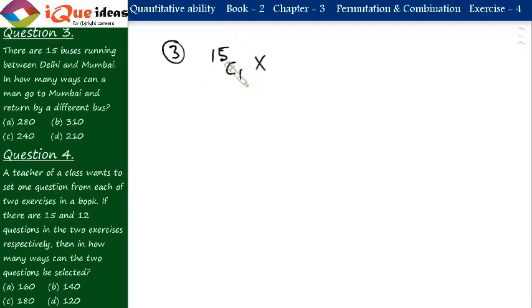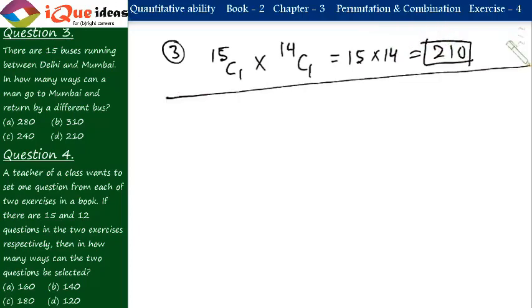Select any one of them. Then multiply by the number of ways of coming back. Now while coming back, the one that he has used already will not be counted. So there are only 14 available. Out of that 14, select 1. Now 15C1 is 15, 14C1 is 14. So 15 into 14 is straight away equal to 210. Right? This is the third question.